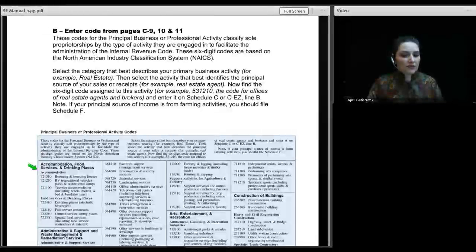These codes are for the principal business or professional activity, and they are used to classify sole proprietorships by the type of activity that they are engaged in. And the reason the IRS wants you to put the code on there is to facilitate their administration of the Internal Revenue Code.